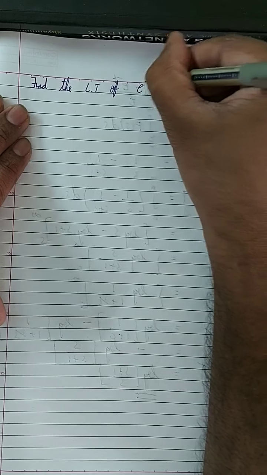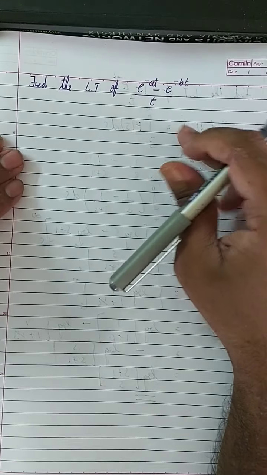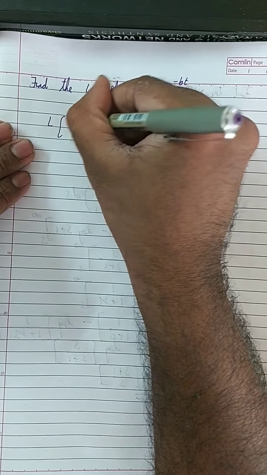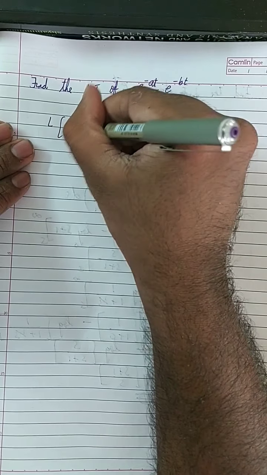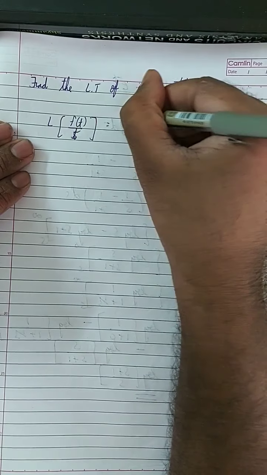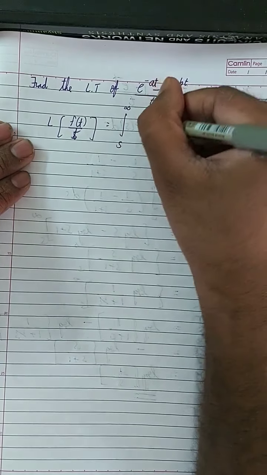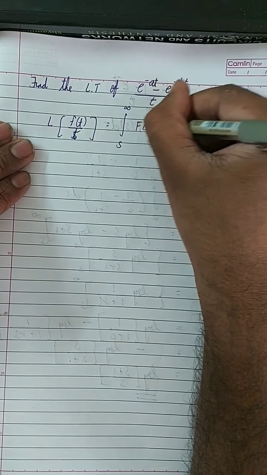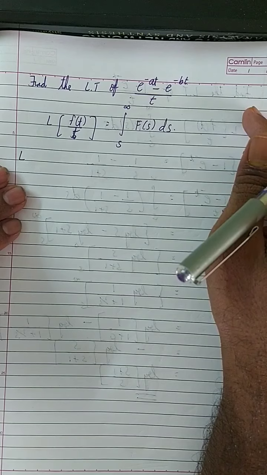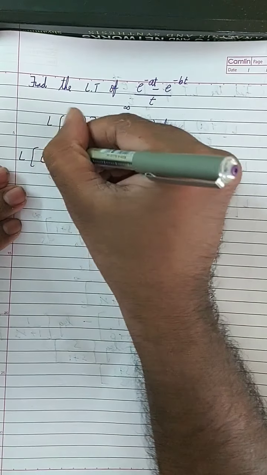e raised to minus at minus e raised to minus bt by t. Okay, we'll find the Laplace transform of this. So we all know that the Laplace transform of f of t by t is equal to integral from s to infinity f of s ds, right? So therefore here my f of t is e raised to minus at minus e raised to minus bt.